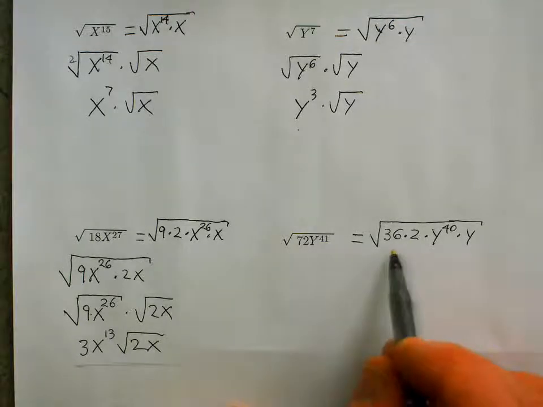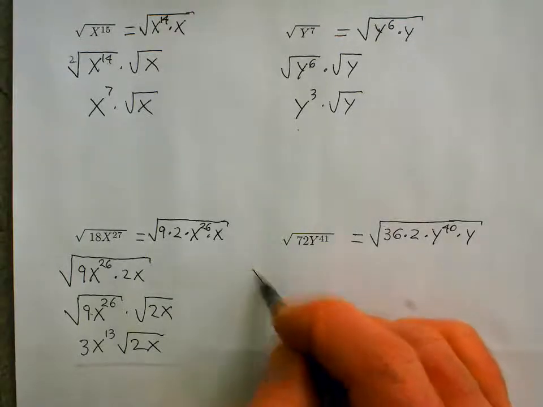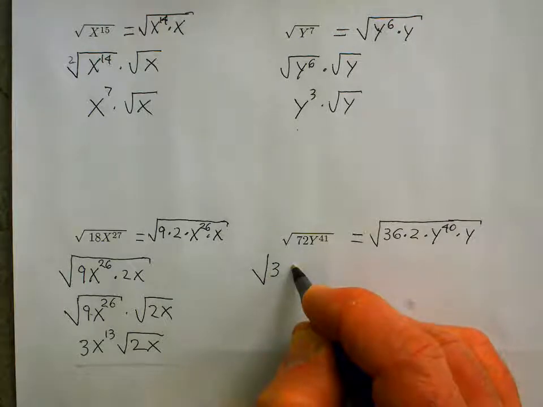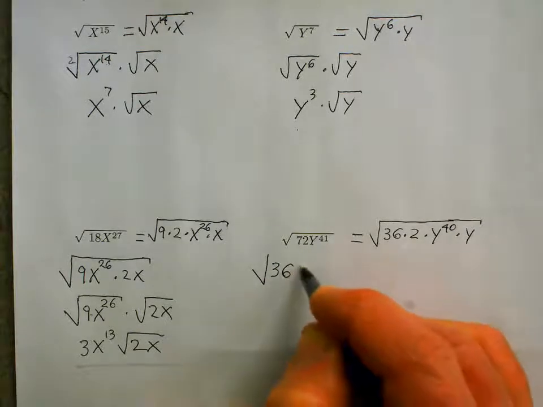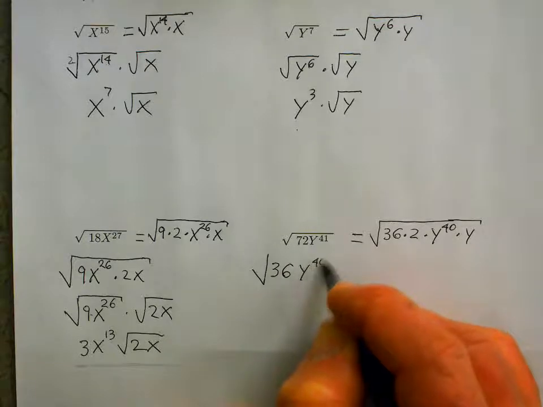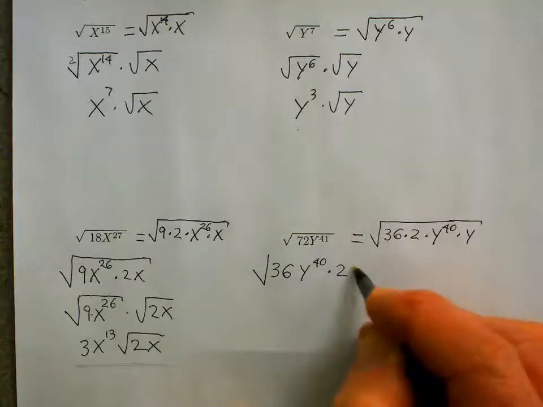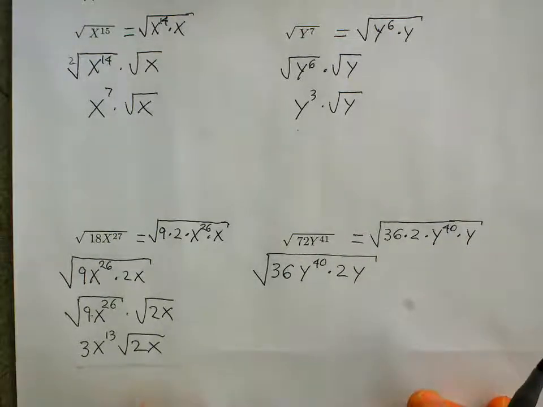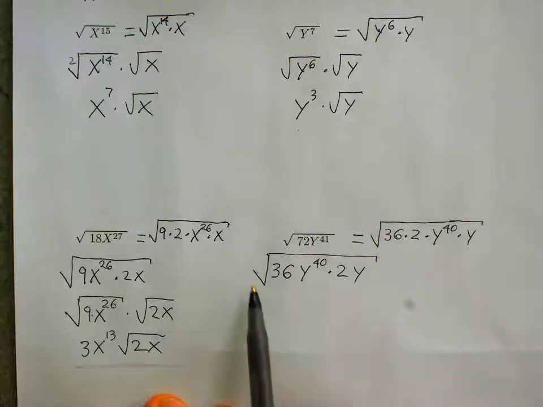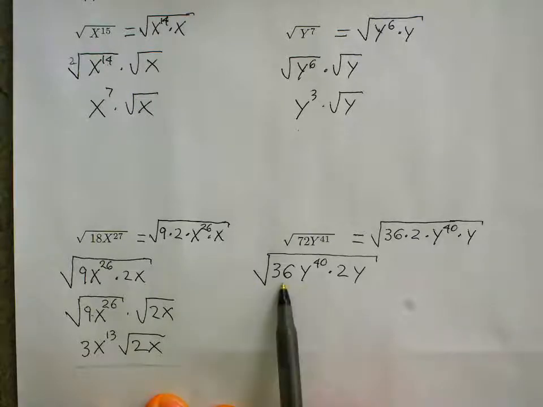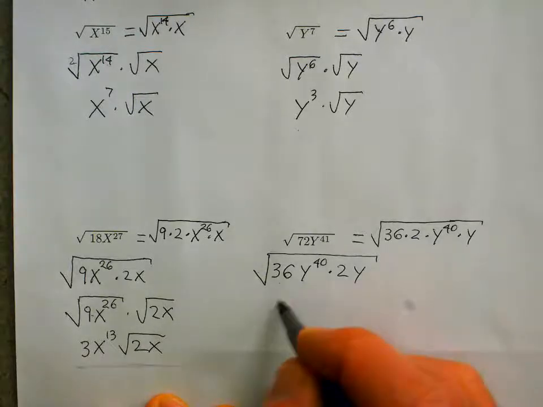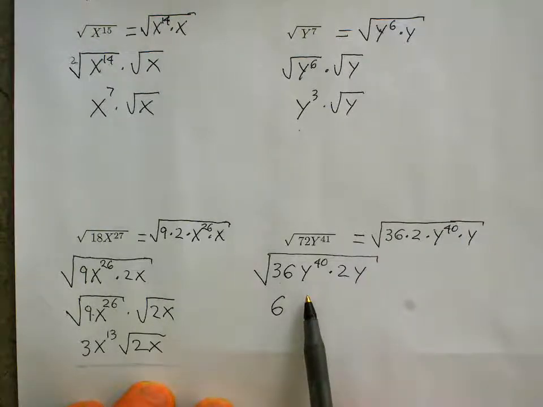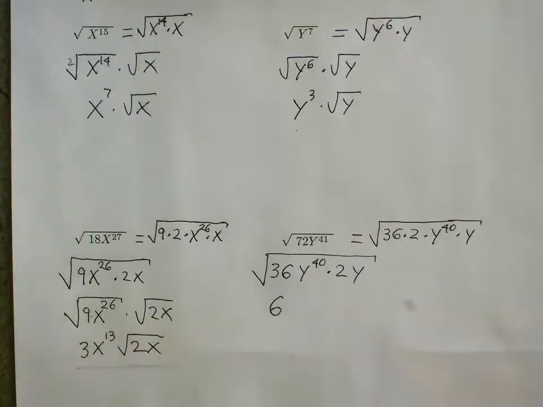Then we'll rearrange the factors so that the perfect square factors are farther to the left. The square root of 36 times y to the 40th times 2 times y. Then simplify the square roots of the perfect square factors. The square root of 36 is 6. And what's the square root of y to the 40th?